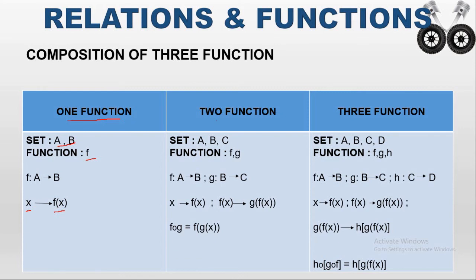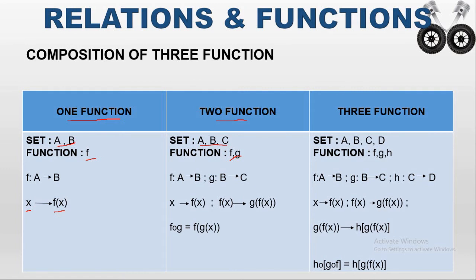Next we are going to see about two functions. Let us consider the two functions as F and G. If I consider two functions, how many sets do I need? Already we saw that. I need three sets. So how can you define the functions? F is the function from A to B and G is the function from B to C. That means F and G form the composition of functions.